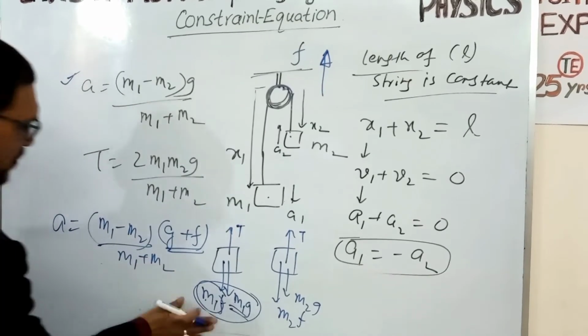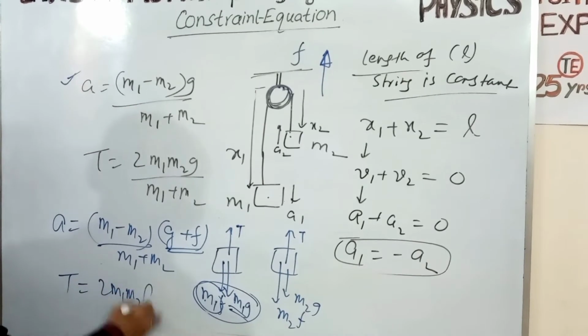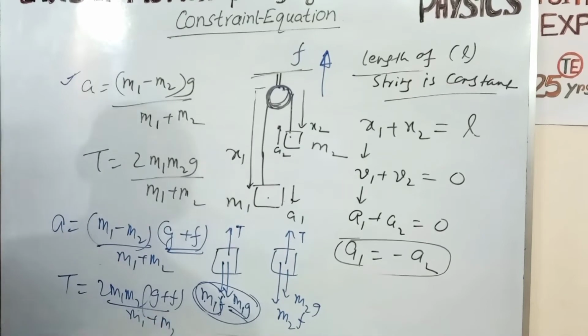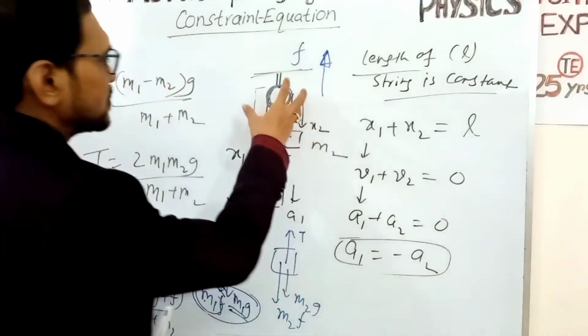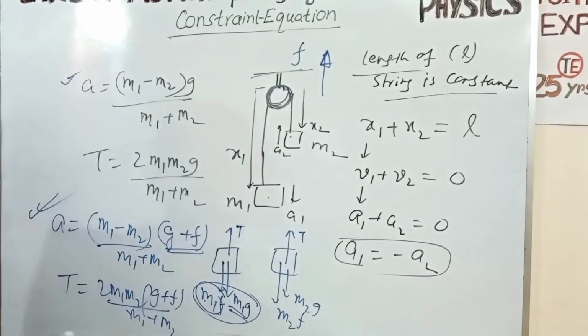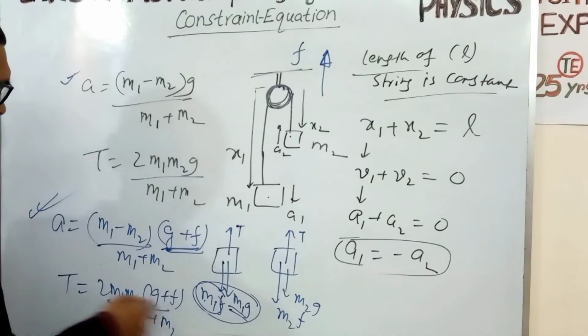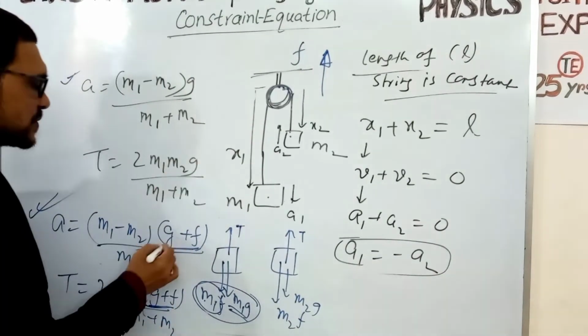and the tension of the string T will be g plus f by m1 plus m2. So these are the results. That is, you remember that when a system moves with acceleration f, then this acceleration becomes g plus f, and in the tension also f will be added to g, that is g plus f.